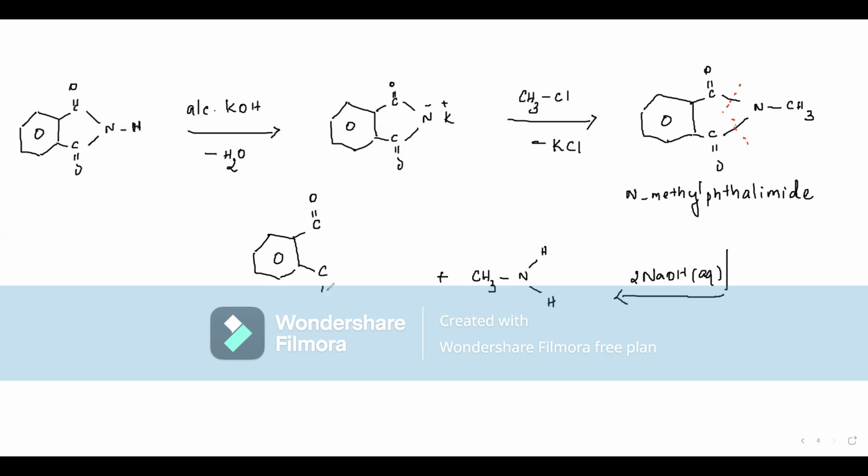You have these 2 groups, COs, and each of them is connected to an ONa, and this is called the sodium salt of phthalic acid, or sodium phthalate. Okay, so we have now completed totally 3 different methods of preparation of amines.